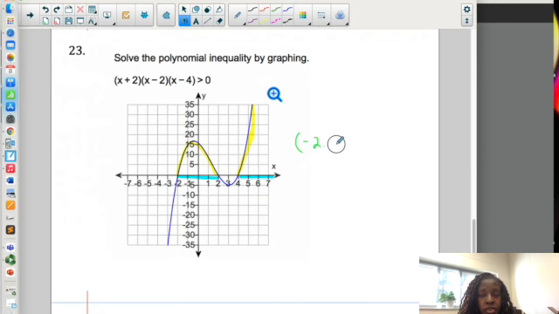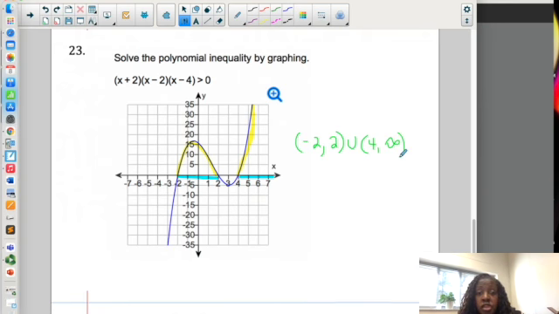Now, why am I putting it in a parenthesis and not a square brace? Because it says greater than, not greater than or equal to. Negative 2 and 2 is where it equals 0. We want to know where it's greater than. So you use a parenthesis, and you're going to unite that with from 4 to positive infinity, because it's going to go on forever. And that's all you do.